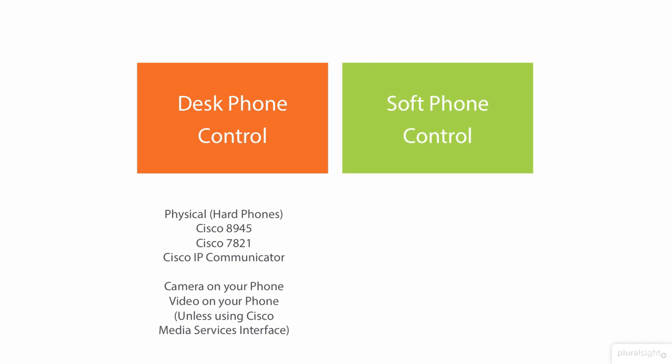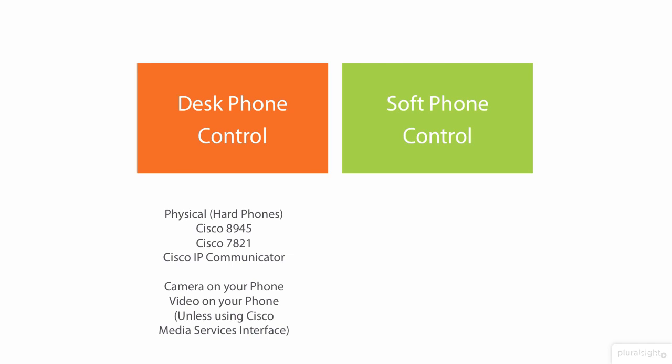So you're saying, wait a second, Josh, you just said desk phone control. We're not talking about soft phones here. From Jabber's perspective, Cisco IP Communicator is going to be treated as though it is desk phone control. So when we talk about soft phones in Jabber, we're not talking about the Cisco IP Communicator soft phone application. How's that for confusing?